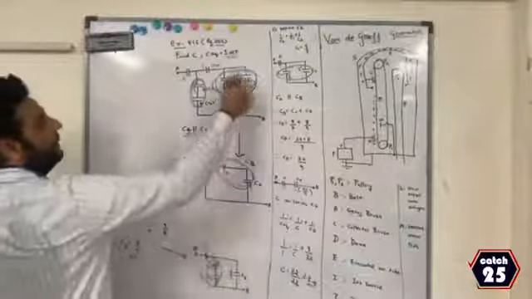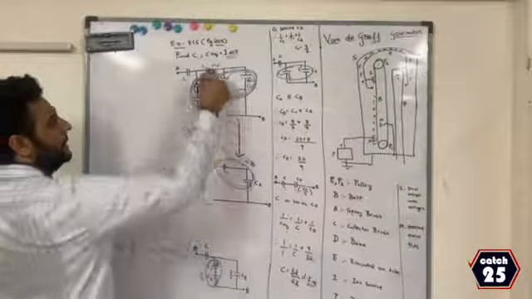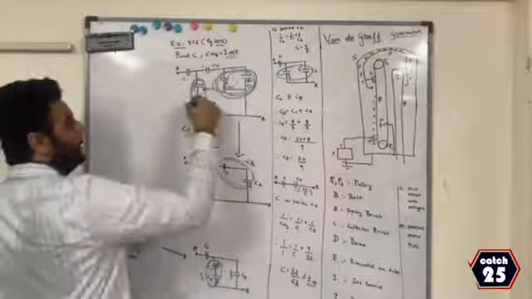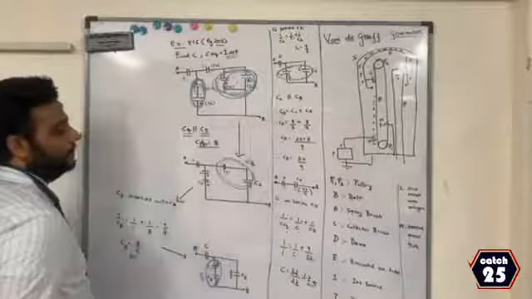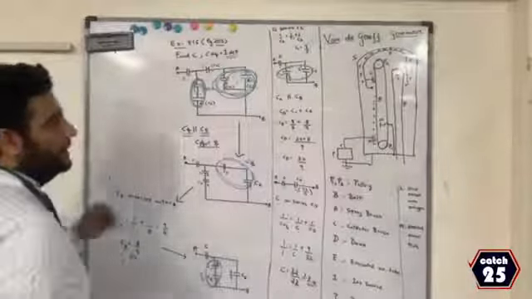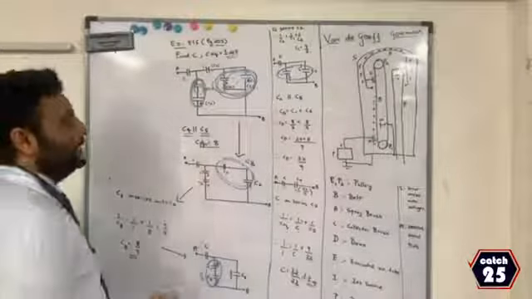So, to do a recap, these two were in parallel. This and this will be in series. These two are in series. These two will be in parallel. And then we come to the equivalent capacitance. You should practice series and parallel very well.